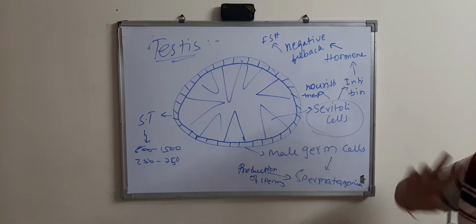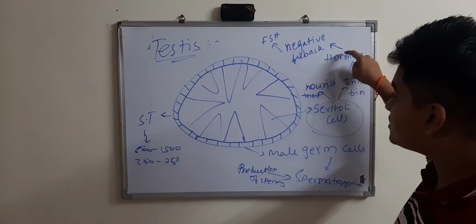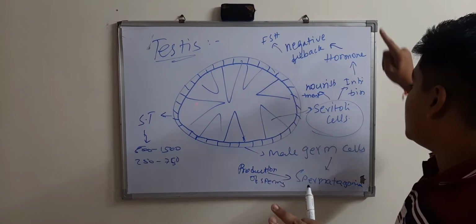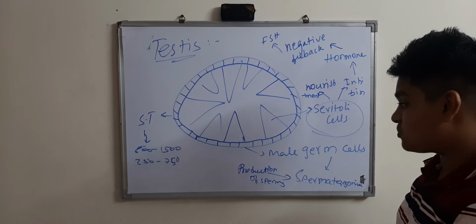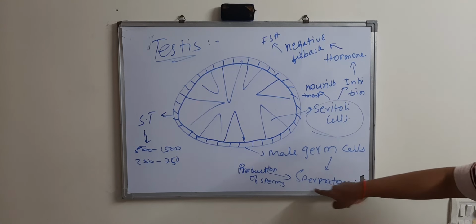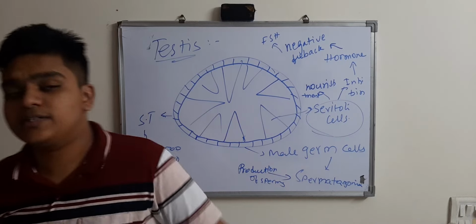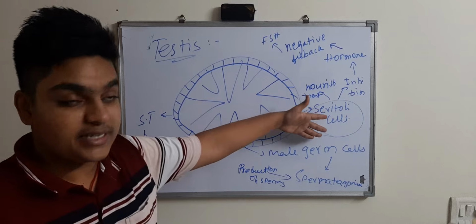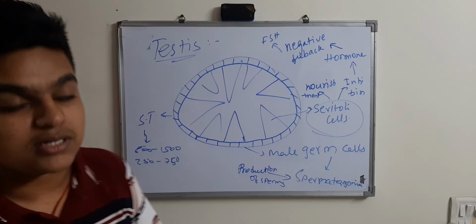Sertoli cells have two functions basically, guys. One is inhibin production. It is a hormone which helps in the negative feedback mechanism for FSH and LH. And the Sertoli cells also help in the nourishment of sperms. They nourish sperms, and the male germ cells, which are also called spermatogonia, divide to form sperms. And these sperms get nourished in Sertoli cells.